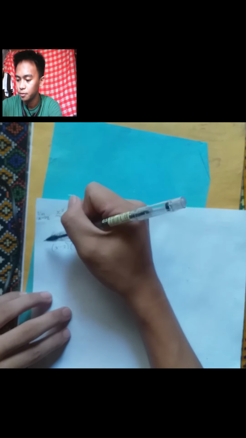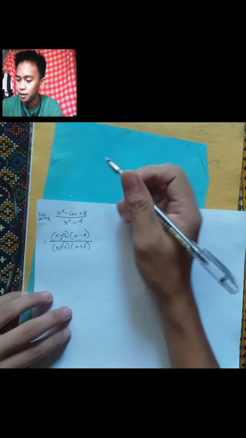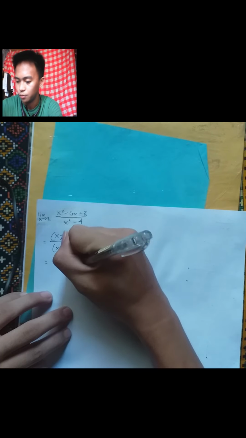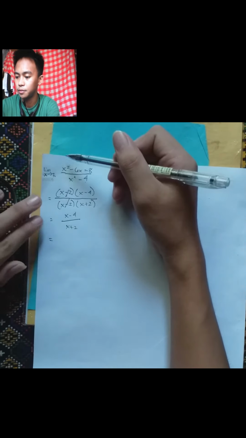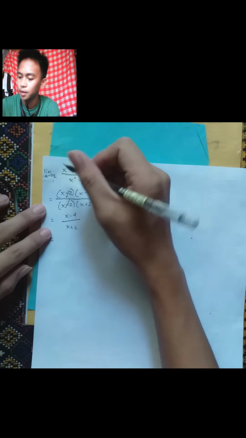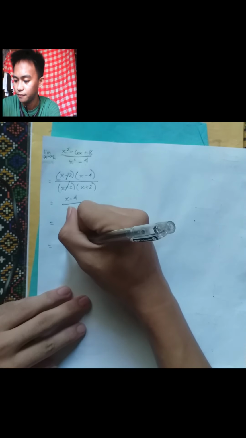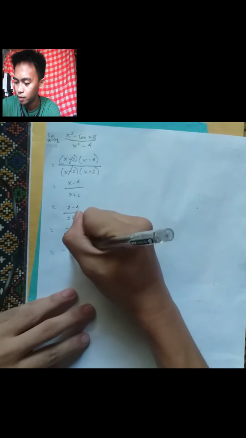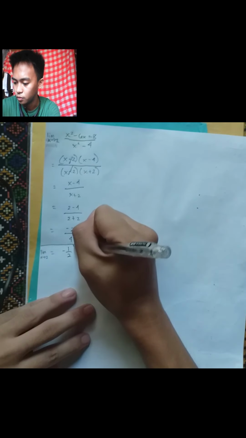So at this point we can cancel these two, and what's left behind is x minus 4 and x plus 2. From here on out we're gonna substitute our limit into our x, which is 2. It's 2 minus 4 and 2 plus 2. 2 minus 4 equals negative 2 over 4, or it is negative 1 half. So this is our limit, as x is approaching 2.